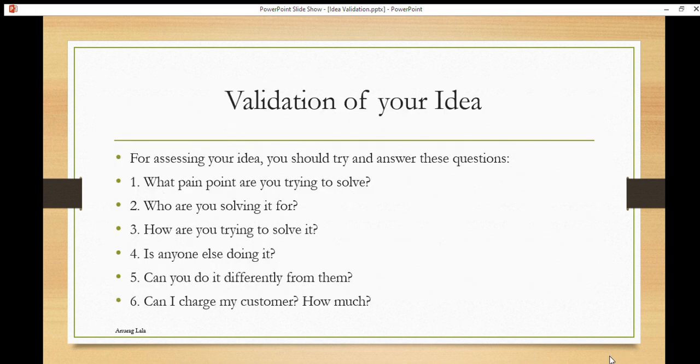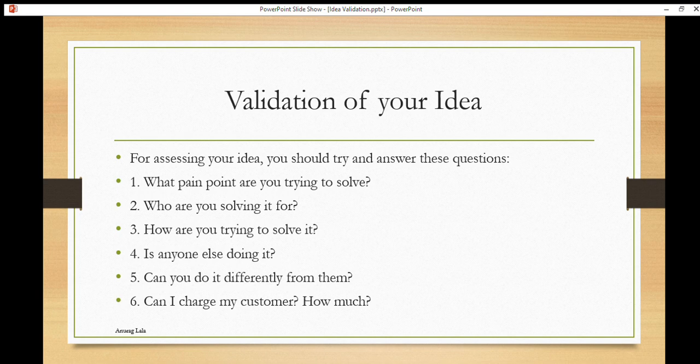Then the next slide, validation of startup idea. For assessing your idea, you should try to answer these questions. First, what pain point or problem are you trying to solve? Second, who are you solving it for? Third, how are you trying to solve it? Fourth, is anyone else doing it?